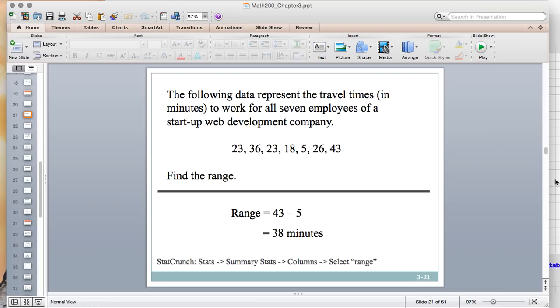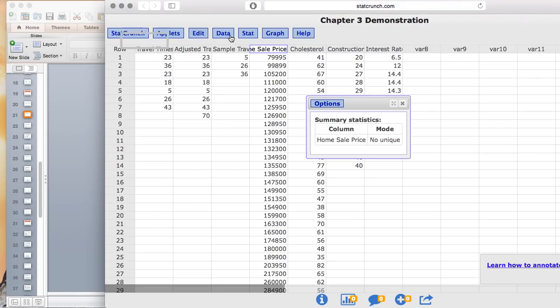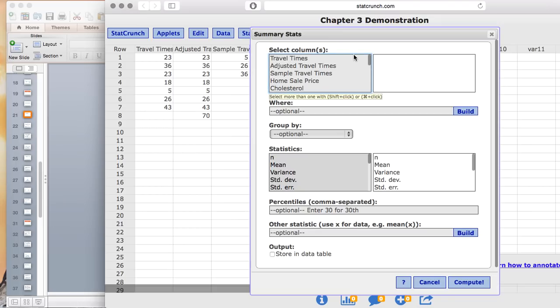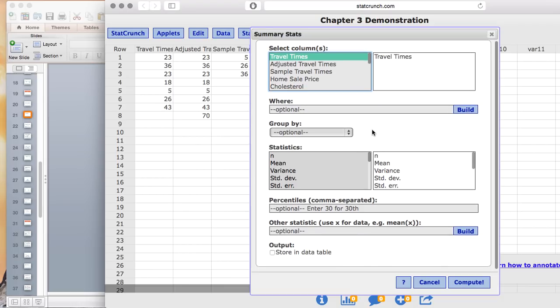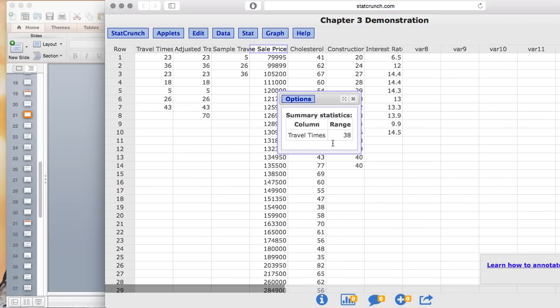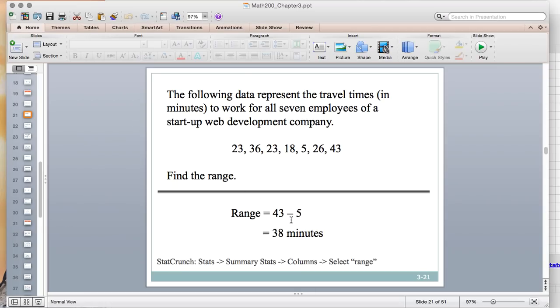If we want to do it in StatCrunch, we do this by just going to summary stats columns. This is the same place, the only place we've gone so far in StatCrunch for this chapter. And I'm going to select the travel times data. And then instead of all this stuff, really all I want is the range. So I'm going to select that, click compute, scoot this over, and it gives me a range of 38, just like I got here.